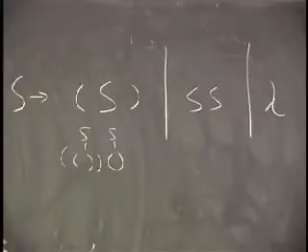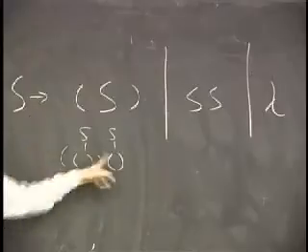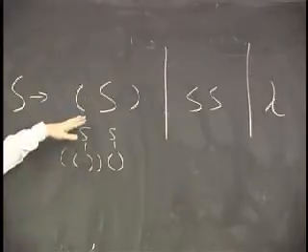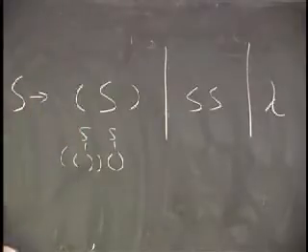Any balanced set of parentheses you can generate with this grammar. Anything this grammar generates is a balanced set of parentheses. So there's a very simple example of a context-free grammar. It's not as fancy as a programming language, but it does generate an interesting set of things, an interesting set of strings.